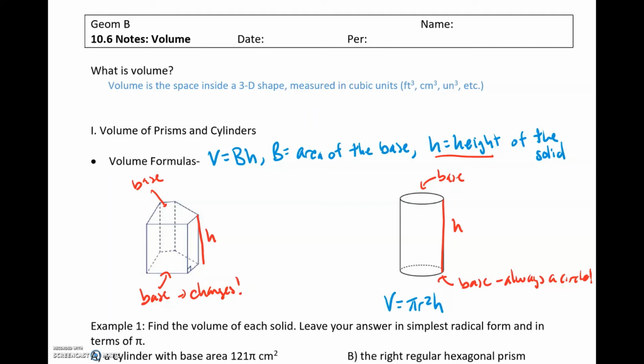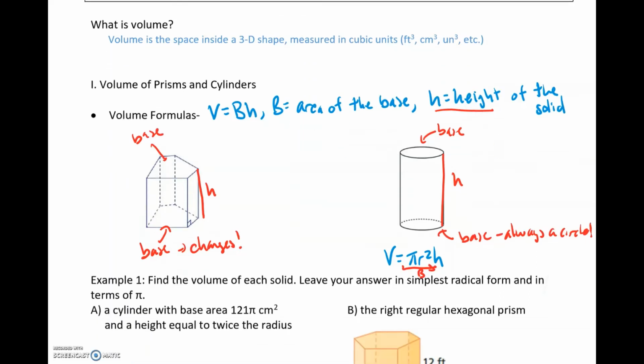Now, is that really different from capital B times h? No, because capital B, the area of the base here, is just pi r squared, so we're just substituting that in. So it's kind of up to you if you want to memorize 2 formulas or 1. It's up to you. It's the same thing. That's what I'm basically trying to say. Because this right here, this pi r squared, is capital B for all circles. All right.